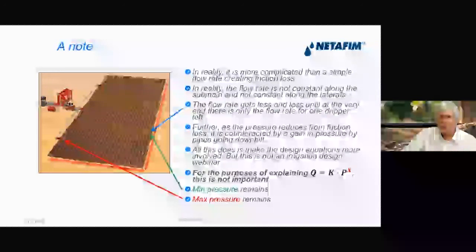Further, as the pressure reduces from friction loss, it is counteracted by a gain in pressure by the pipes going downhill. Now, all this does is make the irrigation design equations more involved, but this is not an irrigation design webinar. For the purposes of this webinar explaining Q equals K times P to the power of X, this isn't important. The minimum pressure nevertheless remains at the ends of the irrigation block and the maximum pressure at the beginning of the irrigation block.